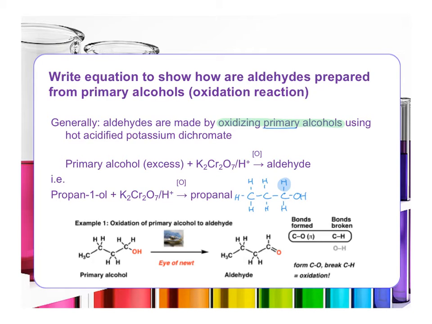carbon-hydrogen bond will break, and also the bond between the oxygen and the hydrogen will break, and instead we're going to form a new bond between the carbon and the oxygen. So 2 hydrogen atoms are released into the acidified solution, and instead we are forming now an aldehyde. So now we have propanal.